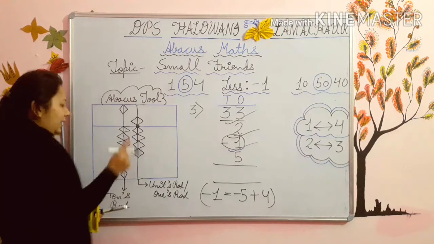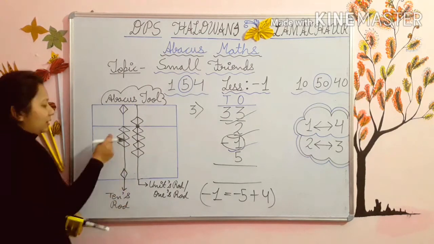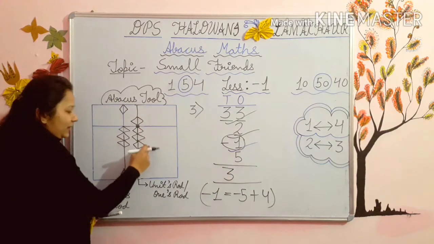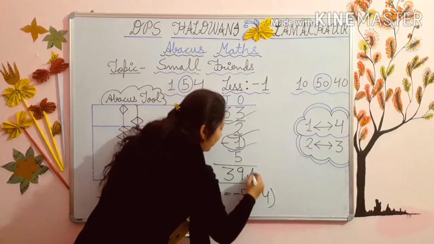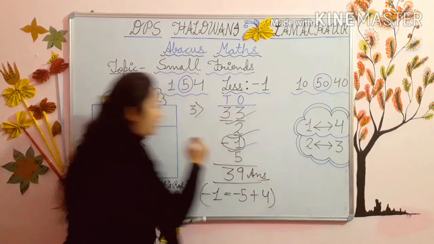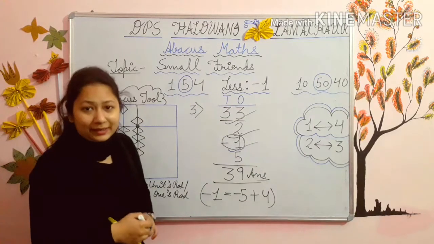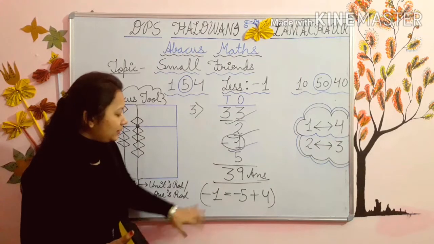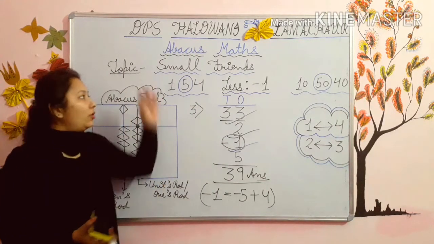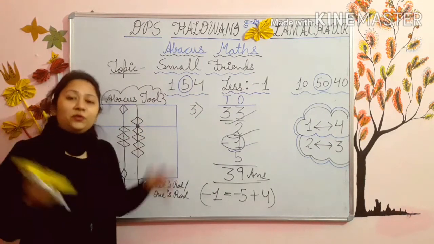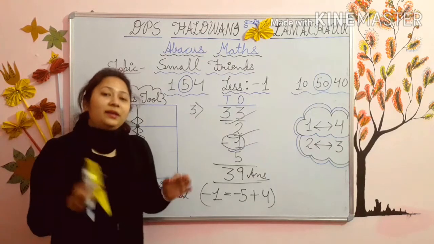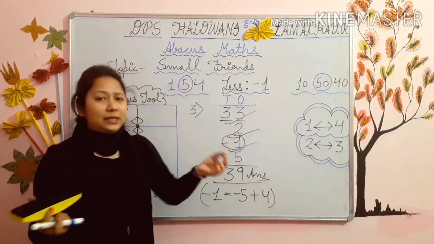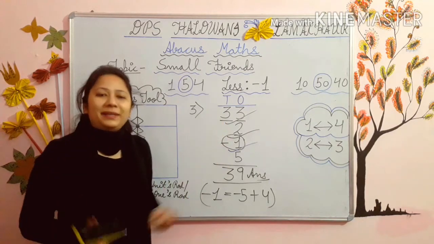Now count. Here we have used the tens rod also. So 1, 2, 3 in the tens rod and 5, 6, 7, 8, 9 in the units rod. So your answer is 39. Students, it needs practice. It is taking time because we are doing these sums by writing all the formulas and all the small friends. If you practice it nicely, you can do the sums very quickly and it will take only some seconds to complete a sum.